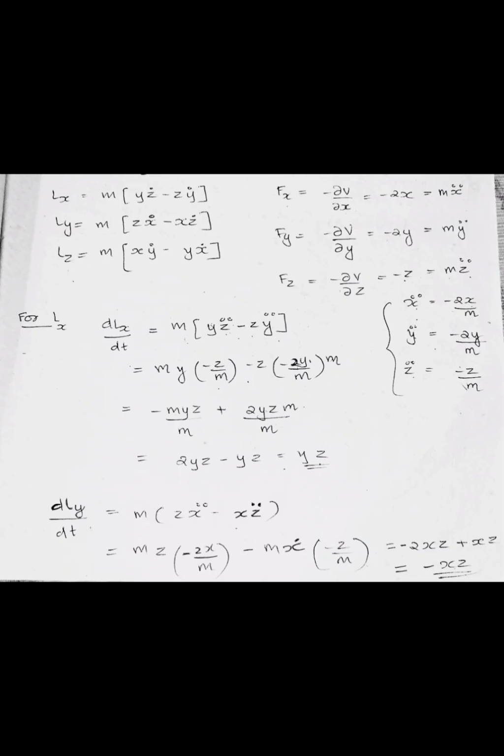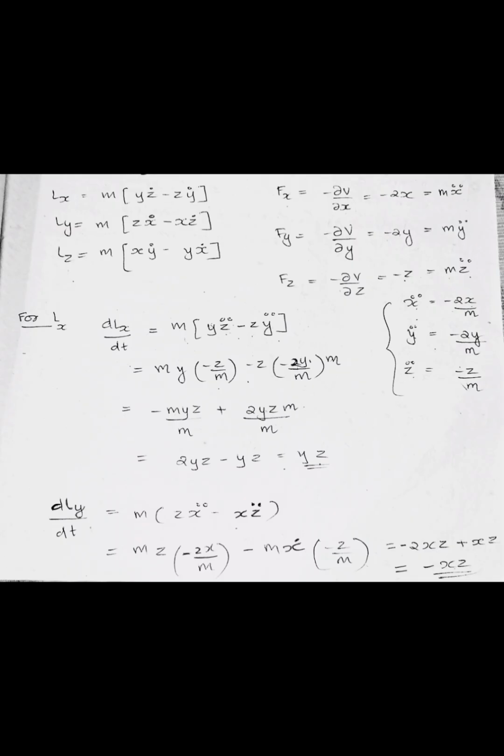Differentiating Lx, Ly, Lz, we can write dLx by dt is equal to m into (y z double dot minus z y double dot). From the equations of Fx, Fy, Fz, we can calculate x double dot is equal to minus 2x by m, y double dot is equal to minus 2y by m, z double dot is equal to minus z by m. So these equations can be substituted in dLx by dt.